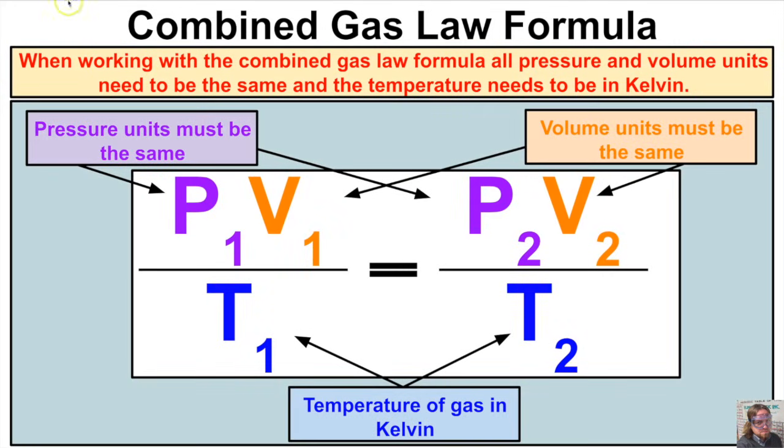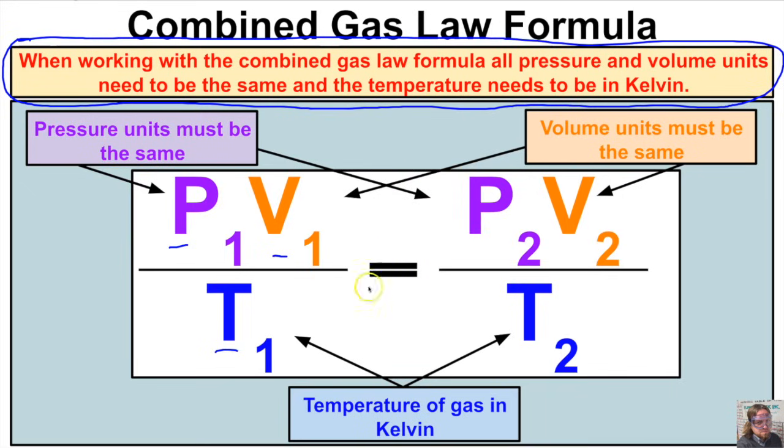So what we're looking at is the combined gas law. The combined gas law tells us that P1V1 over T1 equals P2V2 over T2. So when we're working with the combined gas law, we're taking a look at three different variables of that gas. We are taking a look at the pressure, volume, and temperature of that gas, and what will happen to that gas's pressure and volume and temperature if we start to manipulate some of those variables. And it says right here that when working with the combined gas law formula, all pressure and volume units need to be the same. And last but not least, the temperature needs to be in Kelvin.